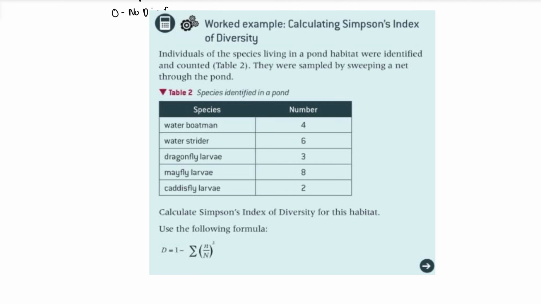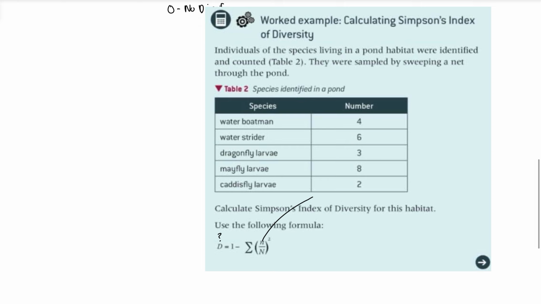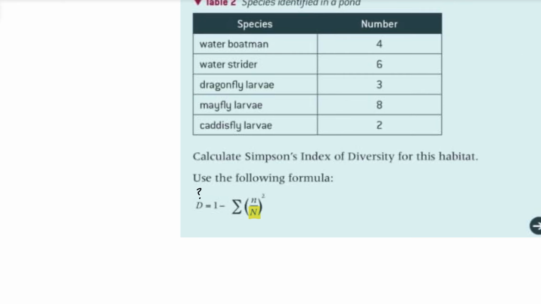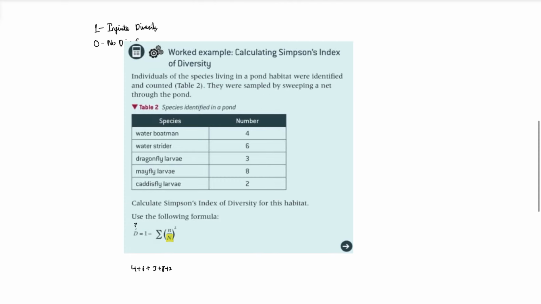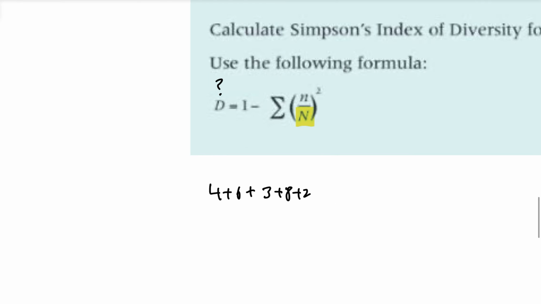So D is obviously what we're trying to calculate. There are 3 variables we're trying to work out, and these are given to us in the table. So each of the small n values is going to be 4, 6, 3, 8, and 2 respectively. And what we need to work out is capital N, the total number of organisms. So doing this is a pretty easy mathematical sum. You just do 4 plus 6 plus 3 plus 8 plus 2, which is equal to 23.